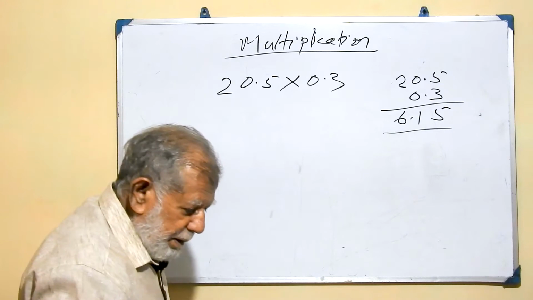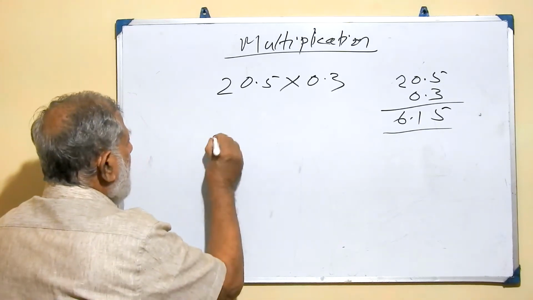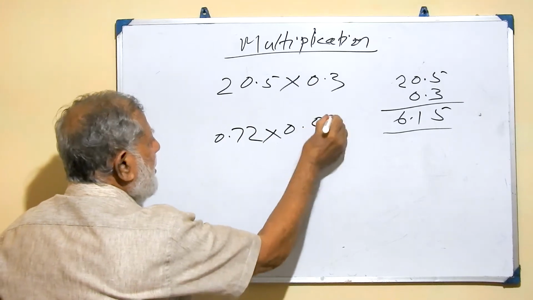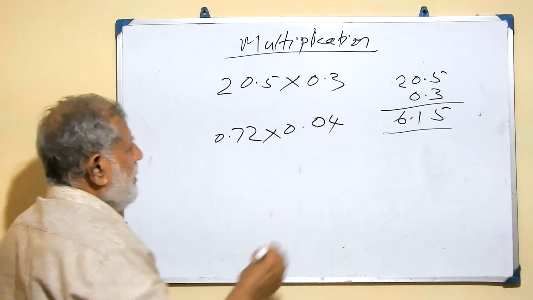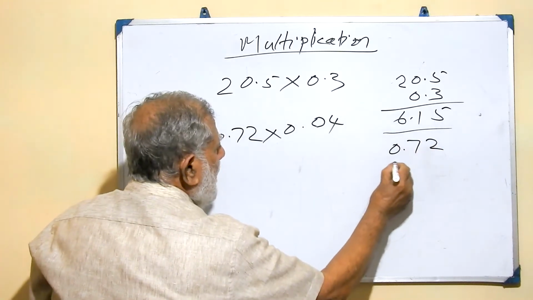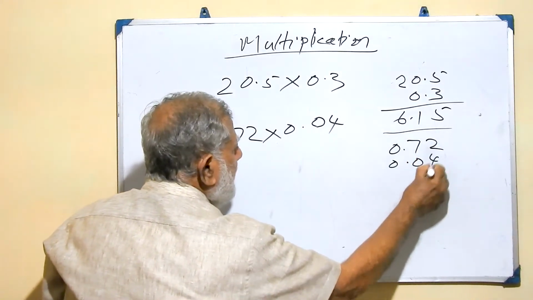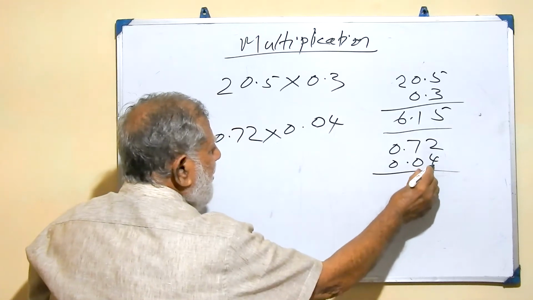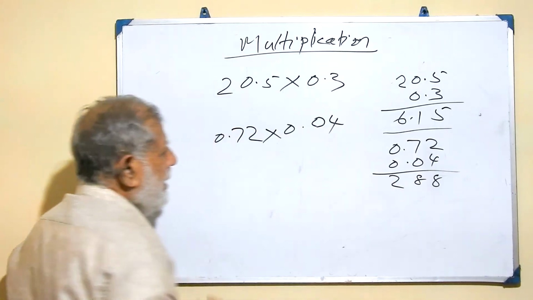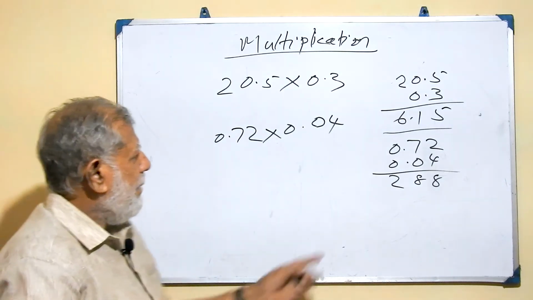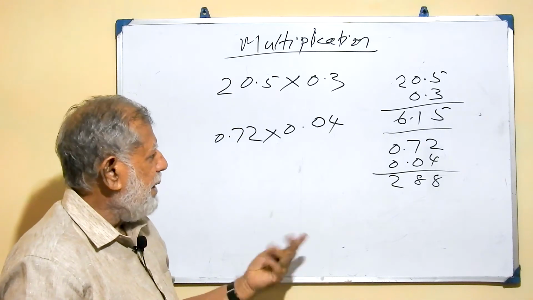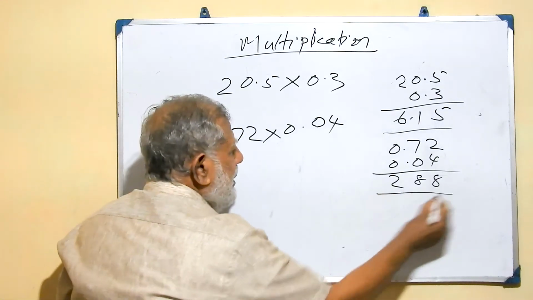We'll take another example. Look, 0.72 into 0.04. So multiply by 4: 4 twos are 8, 4 sevens are 28. We need not multiply by 0 because when you multiply by 0, it is all zeros. So there is nothing to add. So this is the multiplication.